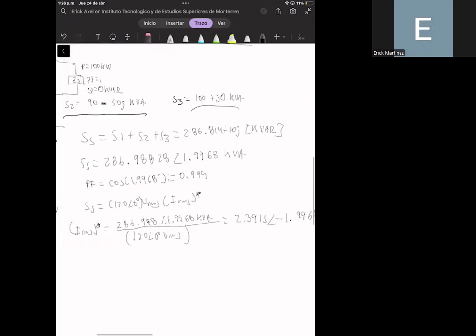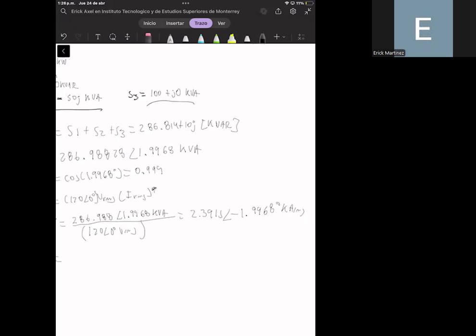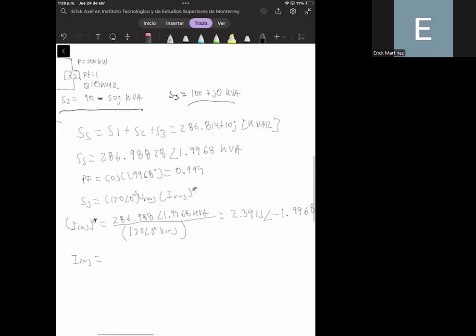And if I remove the conjugate of the current, I only need to change the sign of the angle. So you will obtain 2.3915 with an angle of 1.9968 degrees kilo amperes RMS.